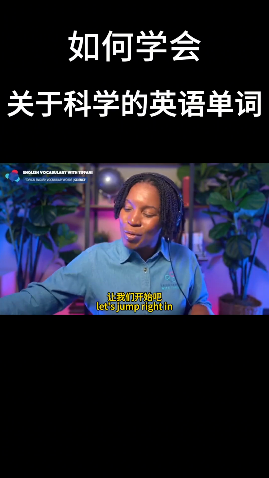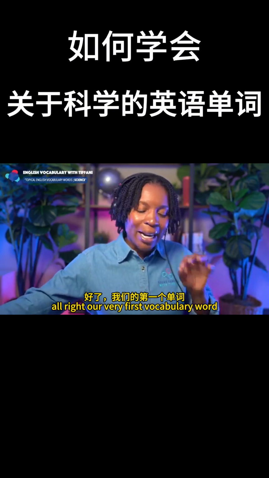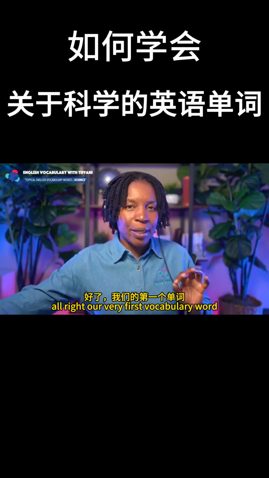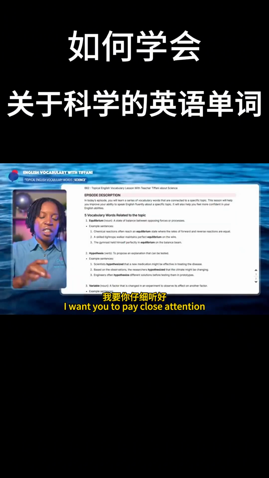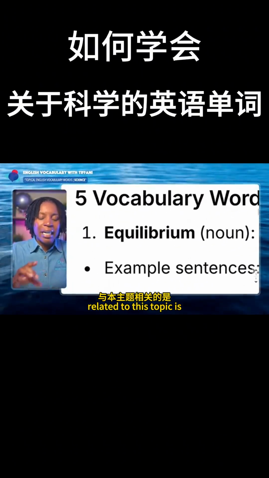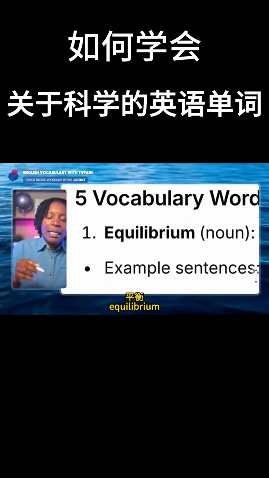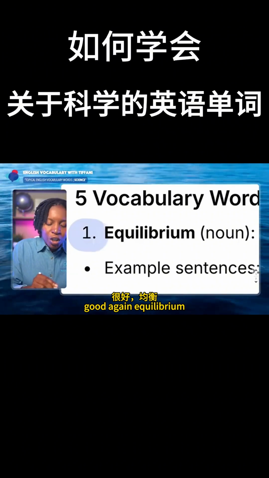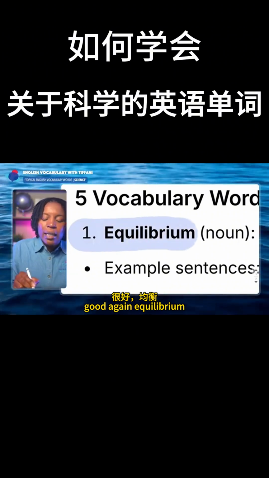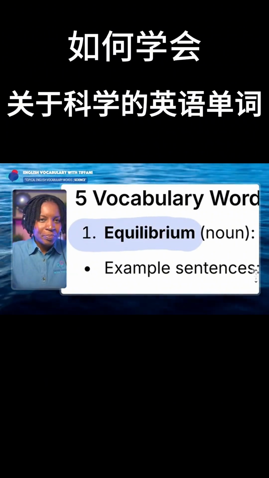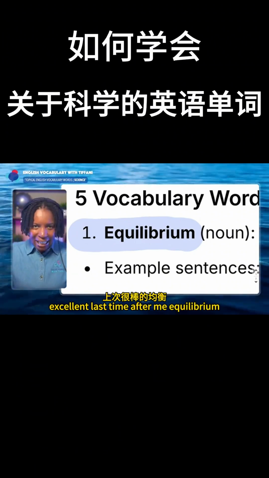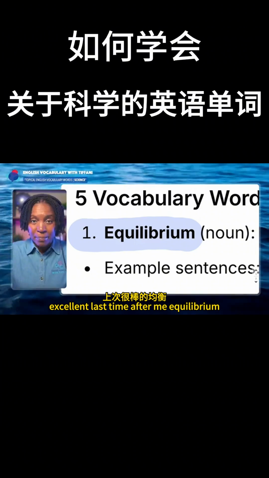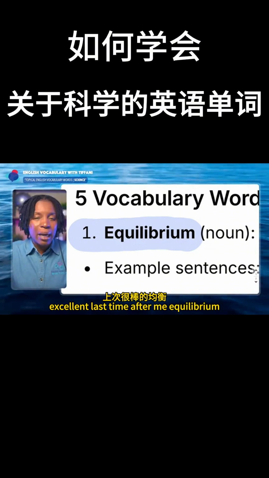Let's jump right in. All right, our very first vocabulary word, I want you to pay close attention, related to this topic is equilibrium. Good. Again, equilibrium. Excellent. Last time after me. Equilibrium.